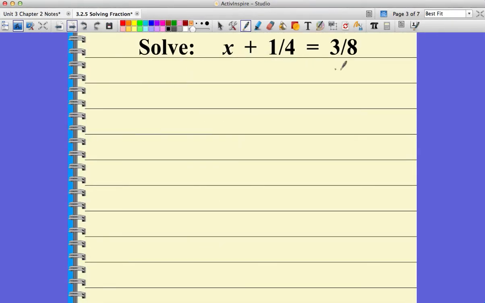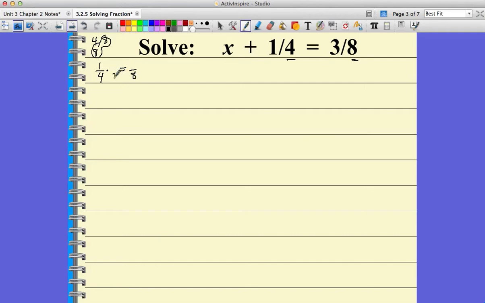Alright, so we have x plus 1/4 equals 3/8. Because we're adding, we know that means we're going to have to subtract. So anytime we have an addition or subtraction equation, you want to make sure to get those denominators to be the same right off the bat. So if I look at 1/4, I know I can go 4, 8, and with 8 I have 8. So let's use 8 as the common denominator.